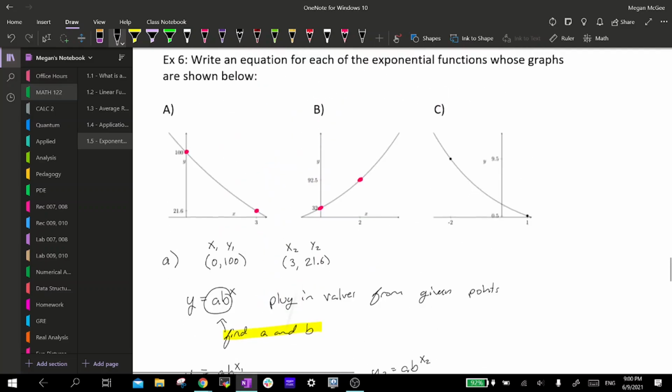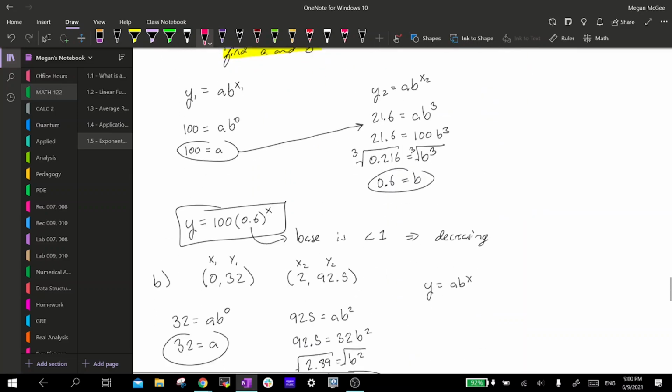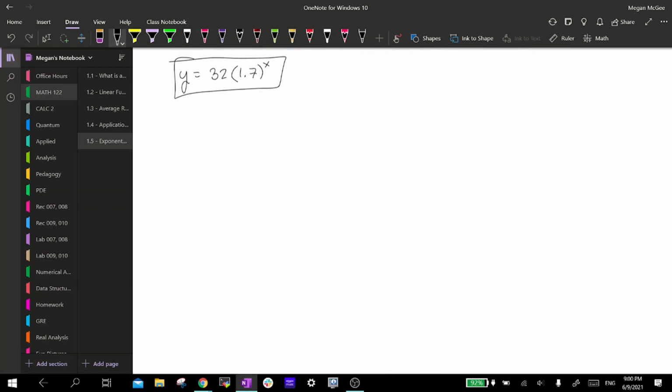Next we have graph C. Let's see, where these two points are (-2, 9.5) and (1, 0.5). Again we are decreasing, so we're looking for a base value smaller than 1. So for graph C, our points are (-2, 9.5) and (1, 0.5). Again, x1, y1, x2, y2.